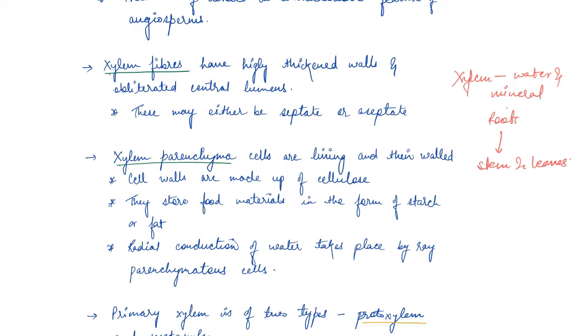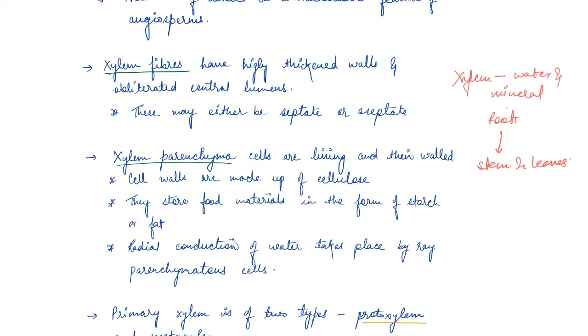Now, let's see how the xylem may be of different types. A primary xylem can be of two types. It can be a protoxylem or it can be a metaxylem, right? Now, the protoxylem is the first formed xylem. So, the first formed primary xylem elements are protoxylem, and later formed primary xylems are metaxylem, right?